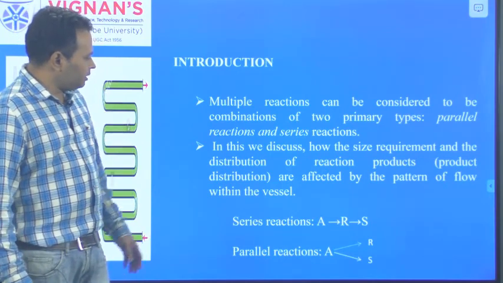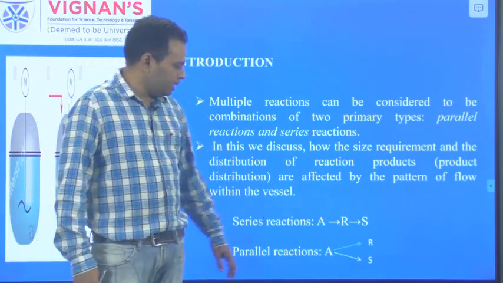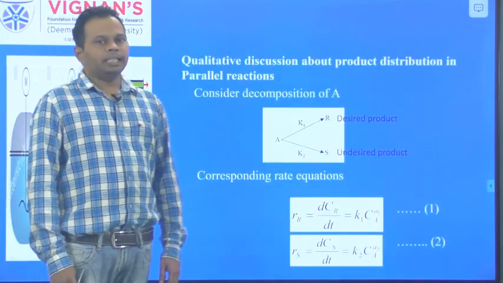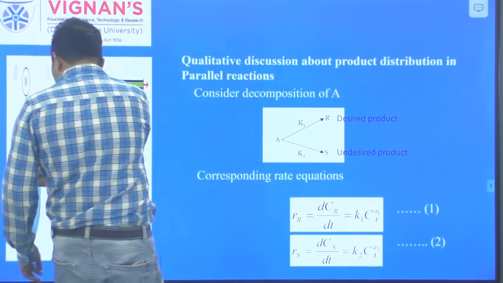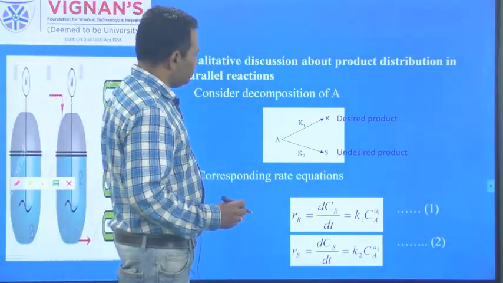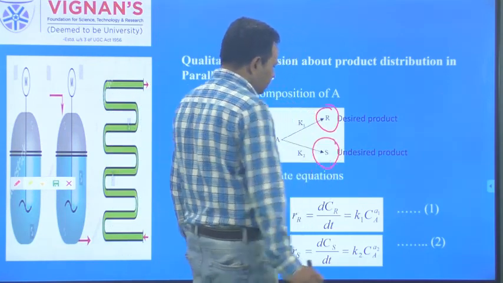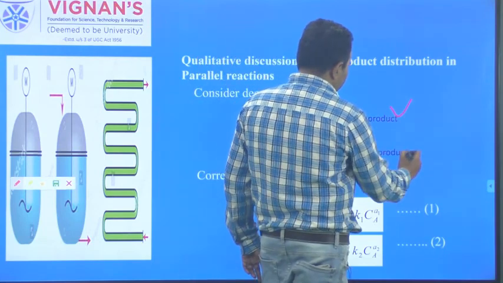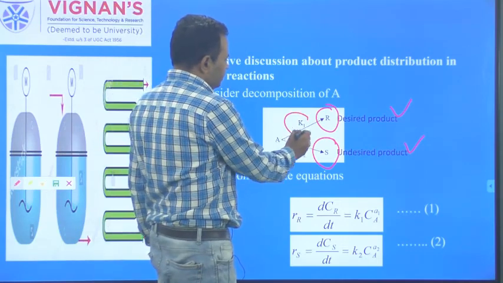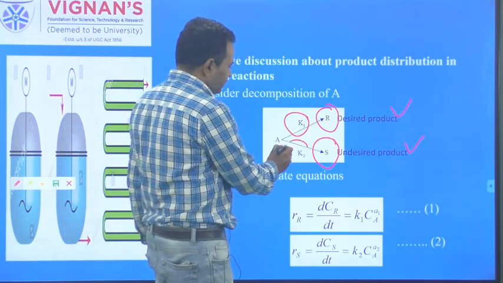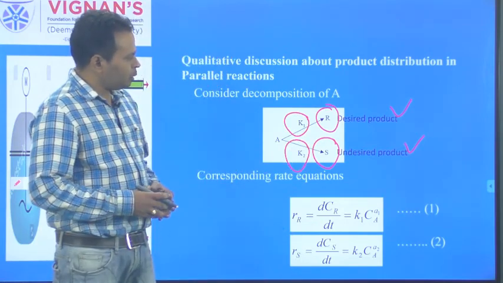You already know the series reactions, first A to R and R to S, and parallel reactions, where simultaneously from A we can get R. Next, a qualitative discussion about the product distribution in parallel reactions. Here we have the parallel reaction: from A we are getting R and from A simultaneously we are getting S. Assume R is the desired product and S is the undesired product. The A to R reaction takes place with rate constant K1 and the A to S reaction takes place with rate constant K2. So in these multiple reactions we have two products, R and S.